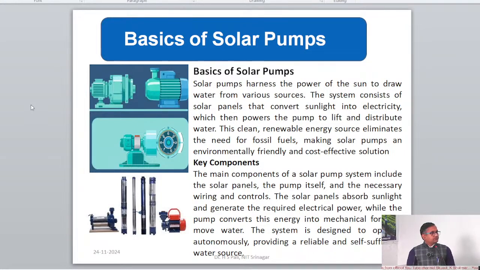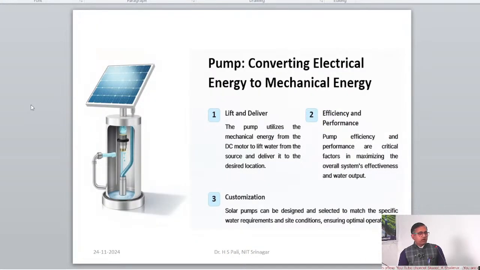First is the lift or delivery: how much head is required for supplying the water, and what is the ground level of the water. On the basis of that, the first parameter is that the pump utilizes the mechanical energy of the DC motor to lift the water from the source and deliver it to the desired location. So that is the first part. You can say the discharge, the lift, or the delivery.